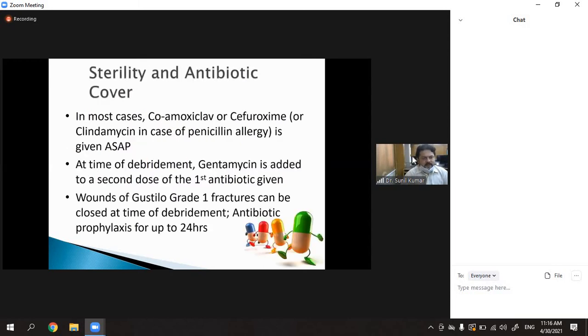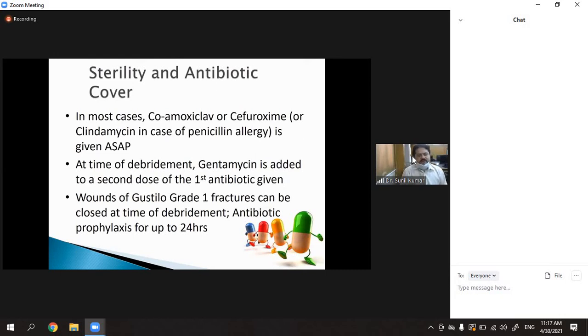Sterility and antibiotic cover. In most cases, co-amoxiclav or ciprofloxacin, or clindamycin in cases of penicillin allergy, is given as soon as possible. In open fracture, we have to start the antibiotic prophylaxis. At the time of debridement, gentamicin is added to a second dose of the first antibiotic. Wounds of Gustilo grade 1 fracture can be closed at the time of debridement. Antibiotics are continued for up to 24 hours.